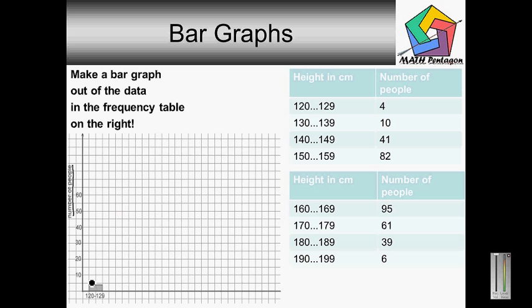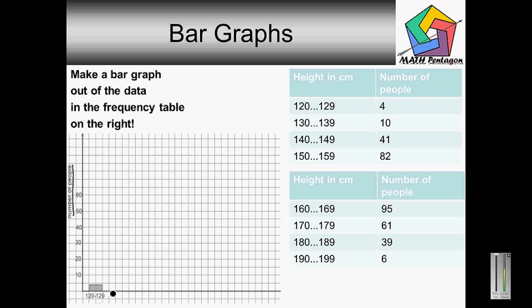Now here we already have the first one done for us. The height in centimeters, 120 to 129 centimeters. And you can see that's under number of people, 4. So now let's go to the next one. We have height in centimeters 130 to 139.